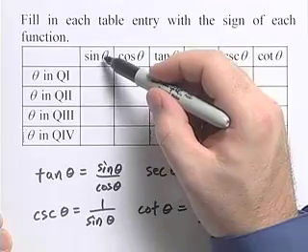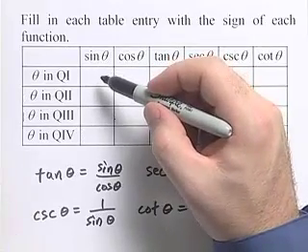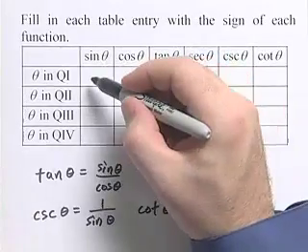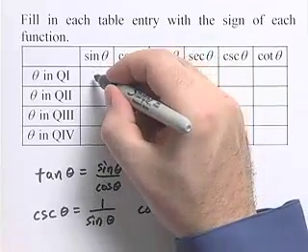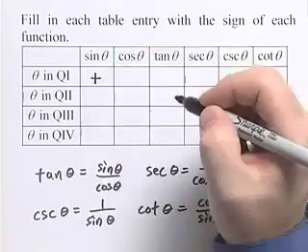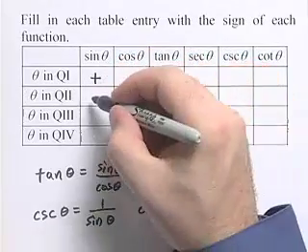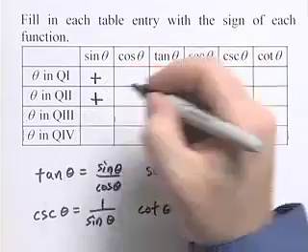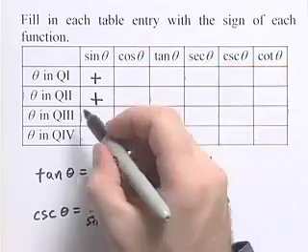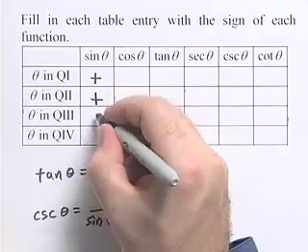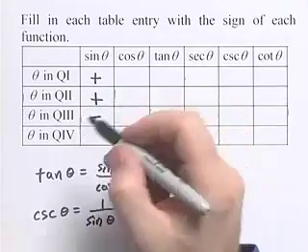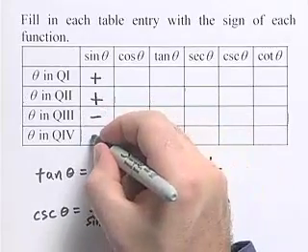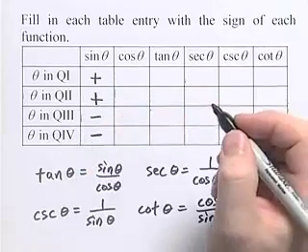Remember that the sine corresponds to the y coordinate. In quadrant 1, the y values are positive, so the sine is positive. In quadrant 2, the y values are positive, so the sine is positive. In quadrant 3, the y values are negative, so sine is negative. And in quadrant 4, the y values are negative, so the sine is negative.